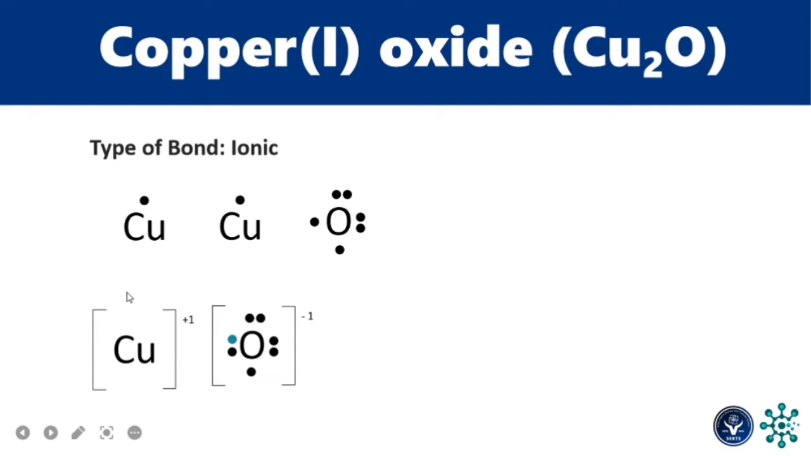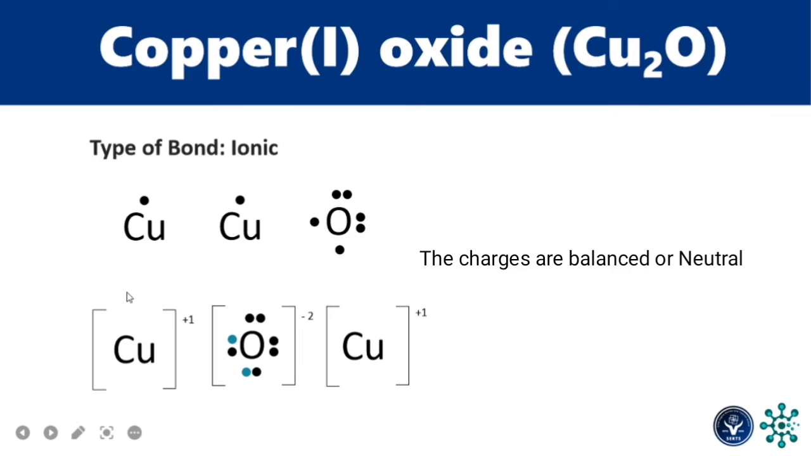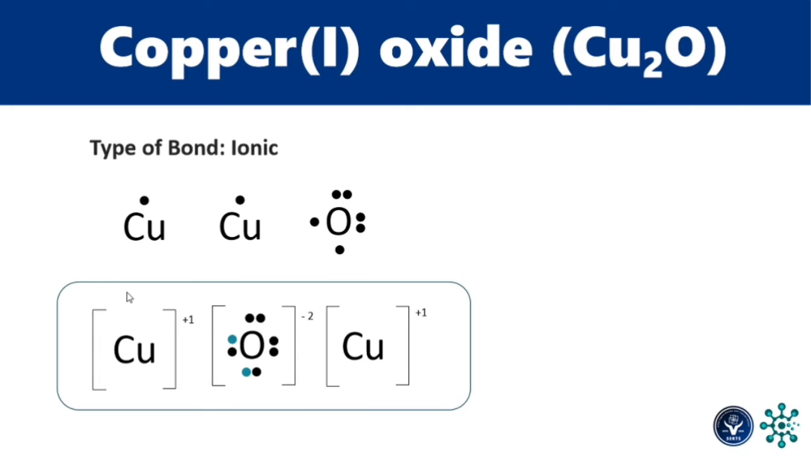The other copper atom will also do the same. It will donate 1 electron. It will become a copper plus 1 ion. The oxygen will now have a negative 2 charge. So you can see the charges are balanced. Negative 2 plus 1 plus 1 is 0. So the Lewis structure of copper 1 oxide looks like this.